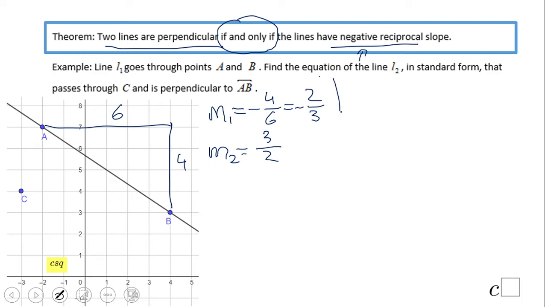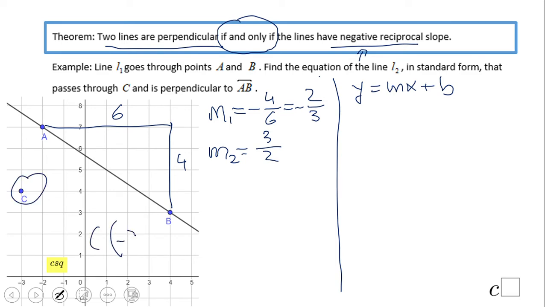So now we go and have the same stuff. y equals mx plus b. And the point C is negative 3 and 4. We're going to plug it in. So we're going to have 4 equals 3/2 now, be careful, times x, which is negative 3, plus b. So we have 4 equals negative 9 over 2, plus b. We multiply a fraction by an integer, that's the way you do it.